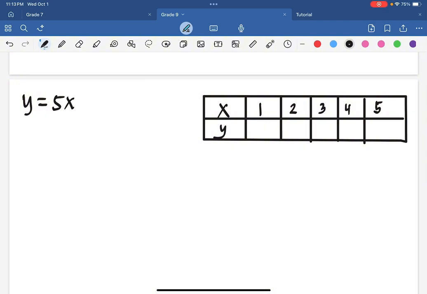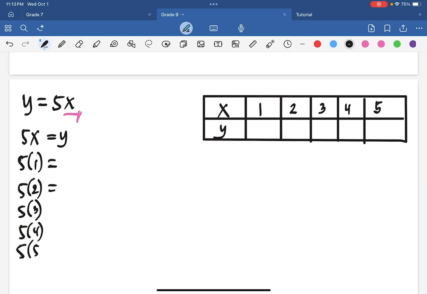Through this, all we need to do again is to substitute the values of 1 to 5 for x here. So for our first one, let's just change it this way: 5x equals y. Anyway, it's just the same as y equals 5x. So 5 times 1, and then 5 times 2, 5 times 3, 5 times 4, and 5 times 5. Easy as it is, 5 times 1 equals 5. So if the value of our x is 1, our value of y is 5.